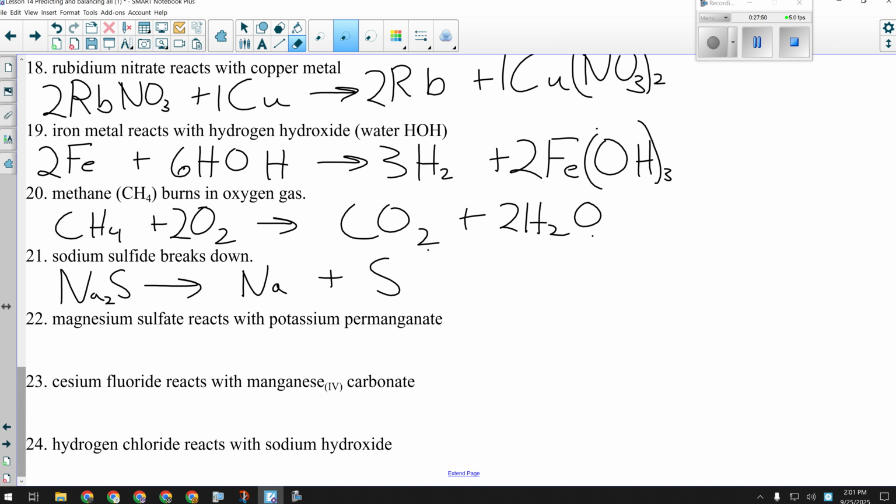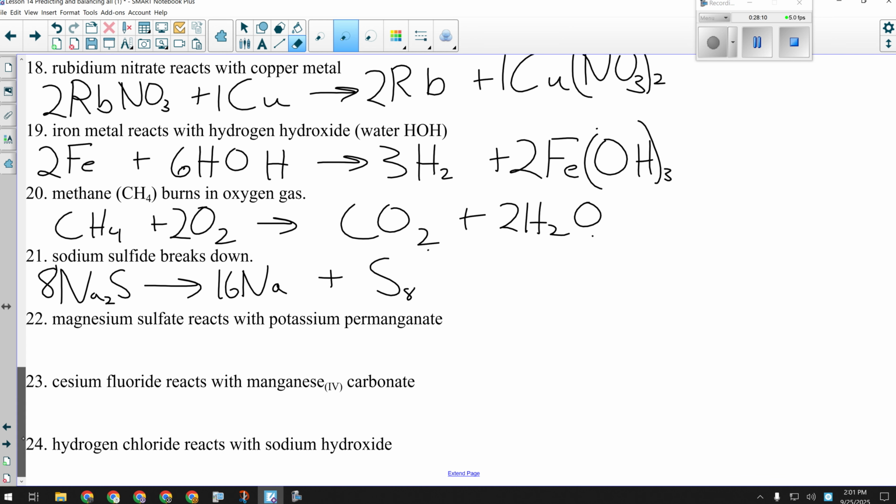Special elements. This one's special, this one is not. Then I can balance. 8 sulfur on that side, I need 8 sulfur on this side, and then I would need 16 sodiums in the products. So 8, 16, 1 for that.